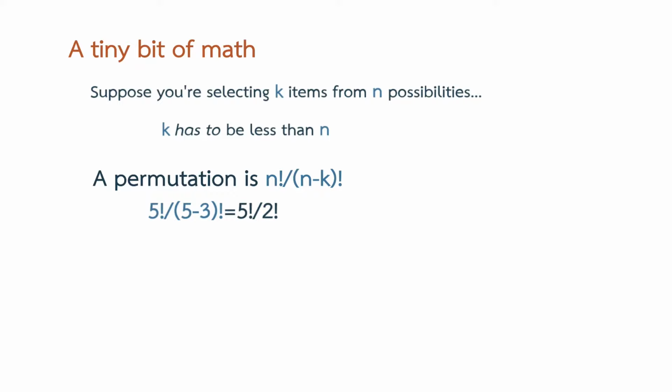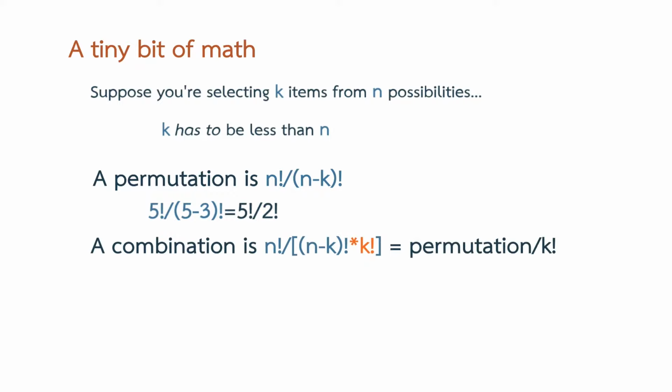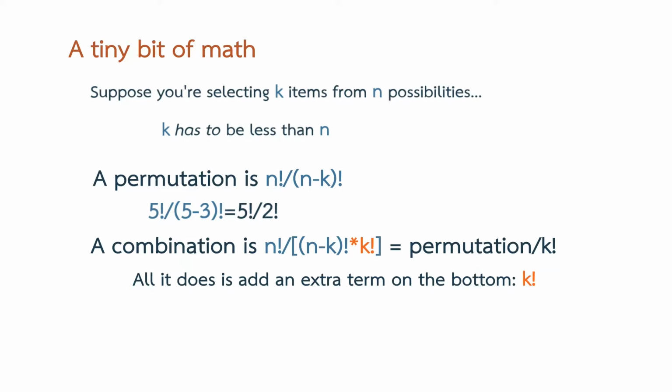The formula for combination is really similar to that for permutation. It also has n factorial on the top and n minus k factorial on the bottom. All it does is add an extra term on the bottom, k factorial. So for our example with picking 3 things from 5 items, the bottom would be 5 minus 3, or 2 factorial, times 3 factorial. Okay, the math is done.